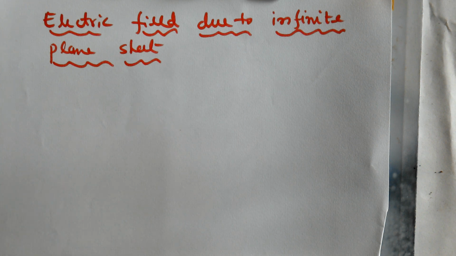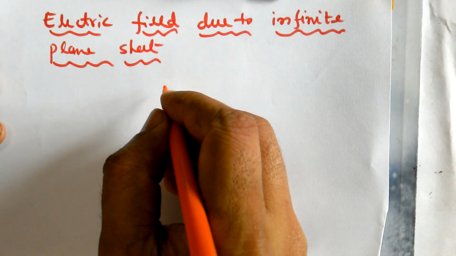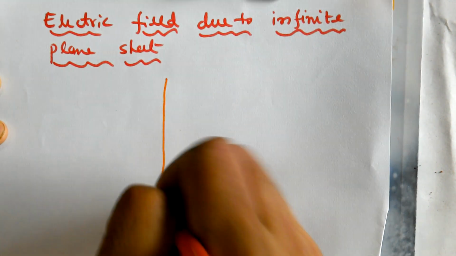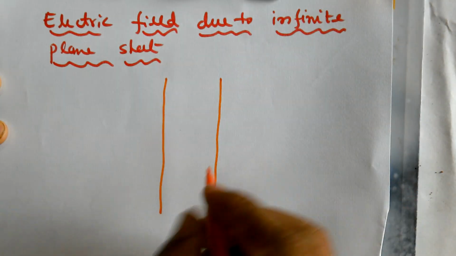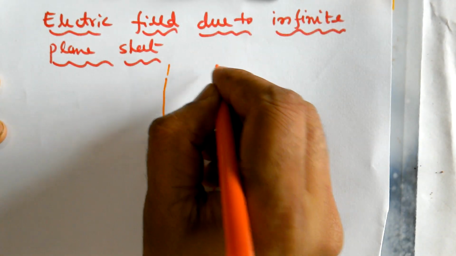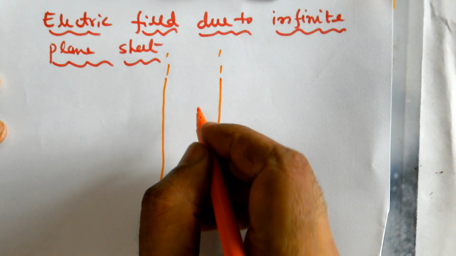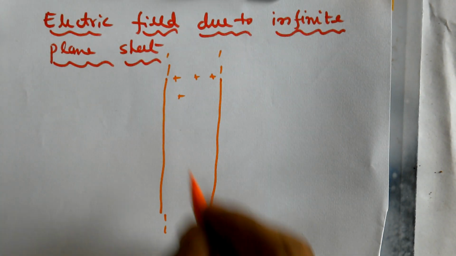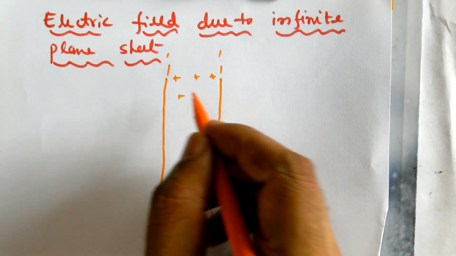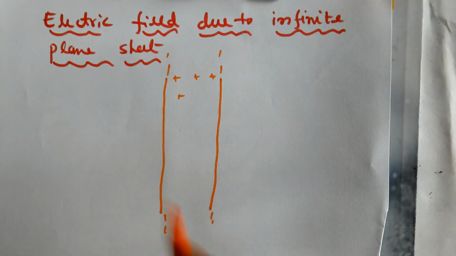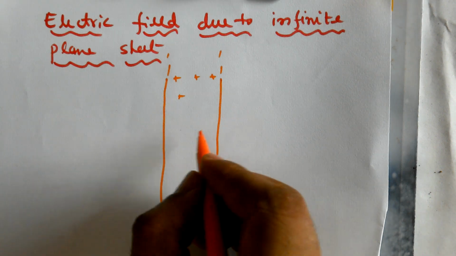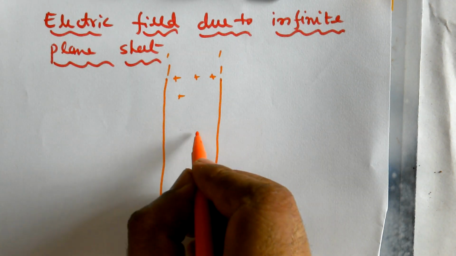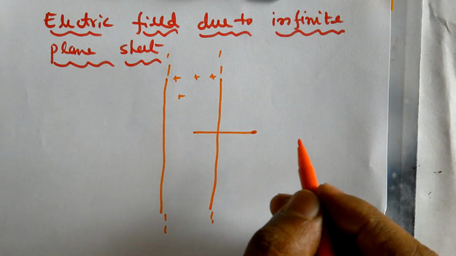Electric field due to an infinitely long charged plane sheet. I'll take a plane sheet which is very long and is charged uniformly everywhere. It is charged positively, say everywhere it is charged. I won't waste time showing positive charges everywhere. What is the electric field at a certain distance r from here?